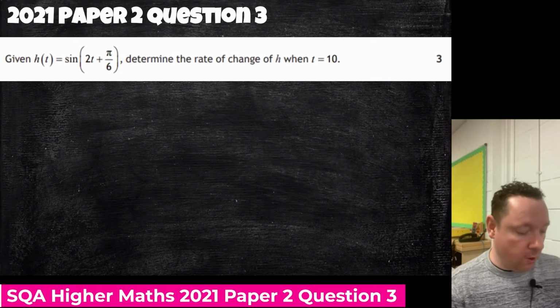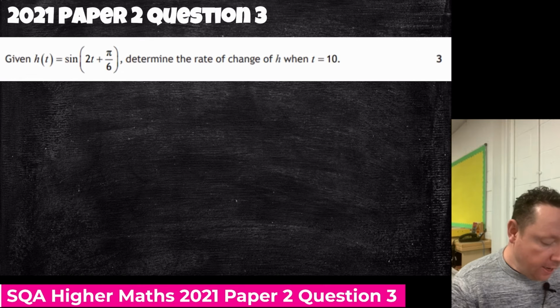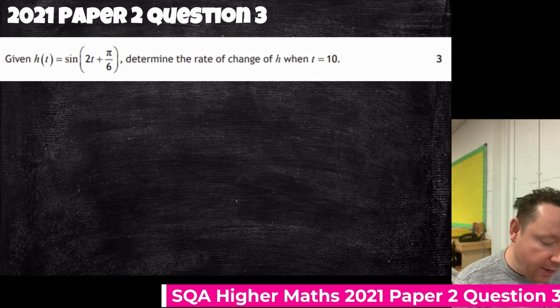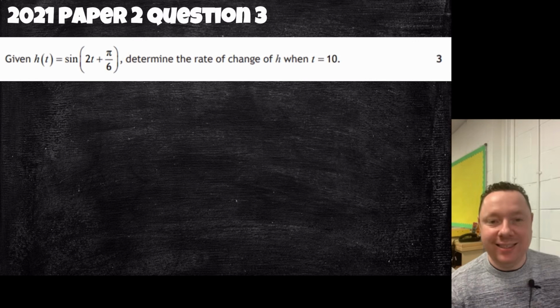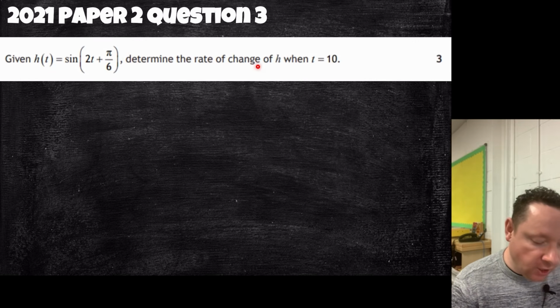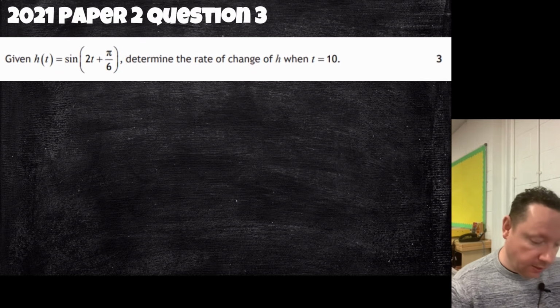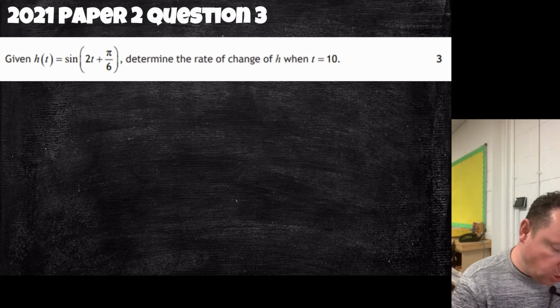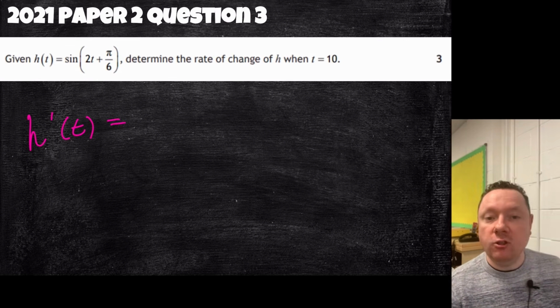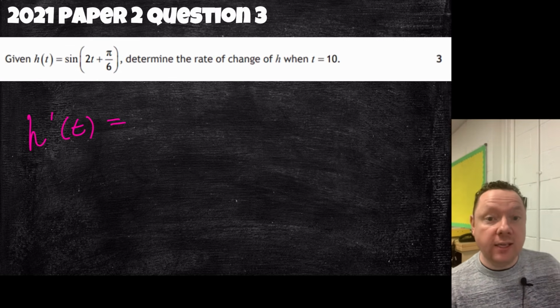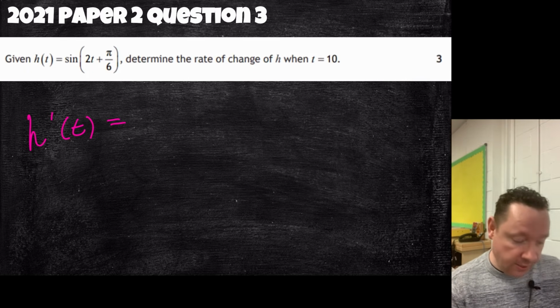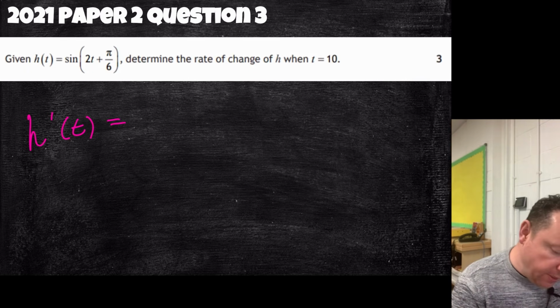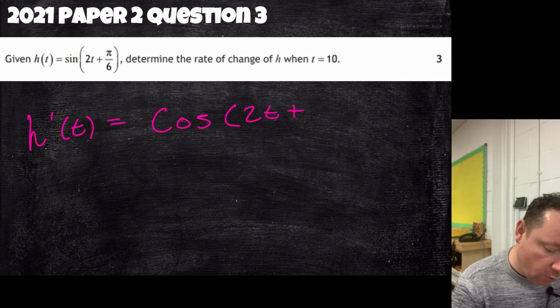X squared higher maths 2021, paper 2, question 3. Given h of t is the sine of 2t plus pi over 6, determine the rate of change of h when t equals 10. Rate of change means differentiate it. So we need to find h dash t. So this is a trigonometric one, sine. So we check the front of the exam paper and it says that the derivative of sine x is cos x. So we can say that immediately this becomes cos of 2t plus pi over 6.